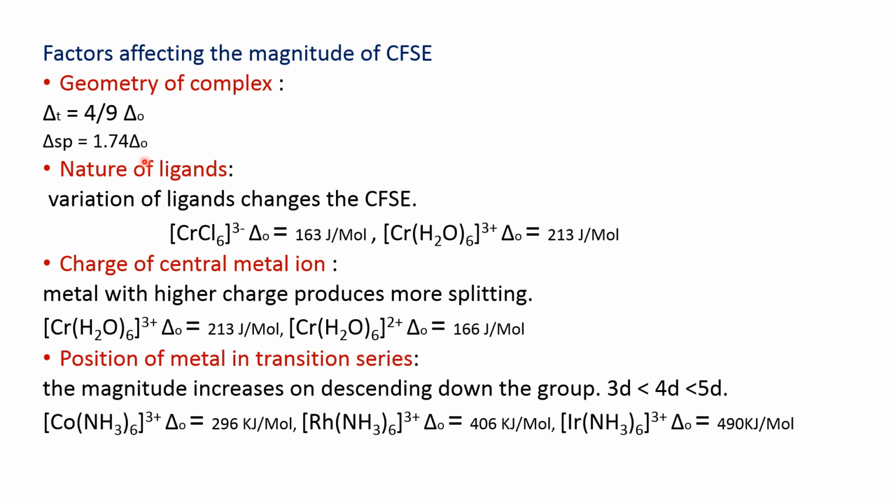So we come to the nature of the ligands. Variation of the ligands also changes the CFSE, the crystal field stabilization energy. See the chromium complexes: with the chlorine ligand, the crystal field stabilization energy is 163. Both are octahedral complexes with 6 ligands. This is chlorine 6, this is water 6, the chromium hexaaqua complex. Water is a strong ligand, so the splitting is more, 213 joules per mole. Chlorine is a weak ligand, so the splitting is less, 163 joules per mole.